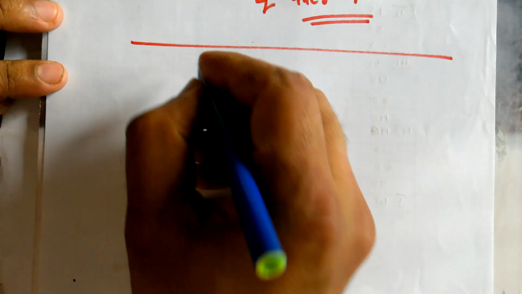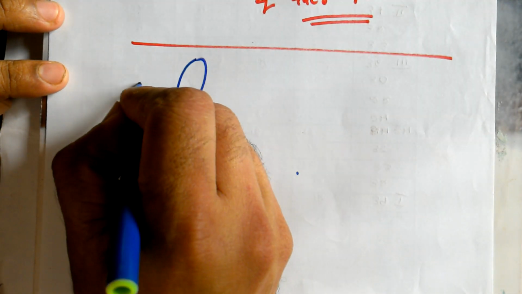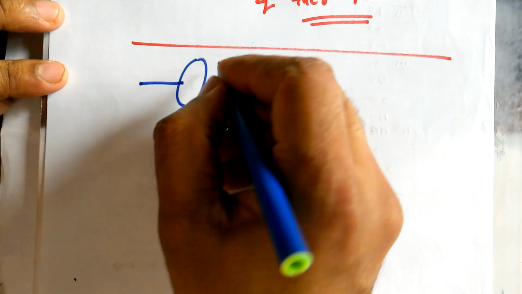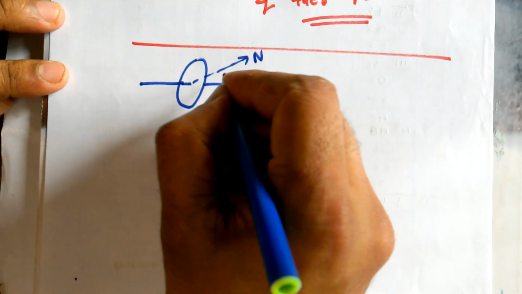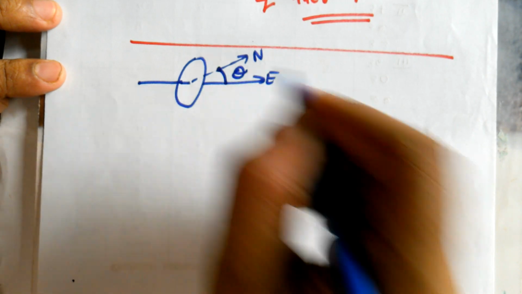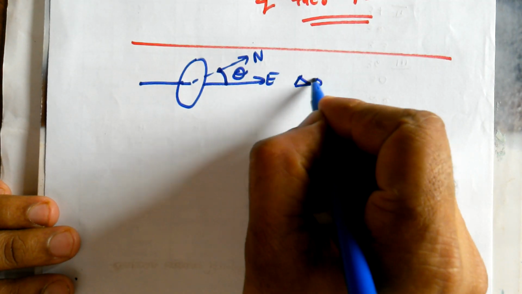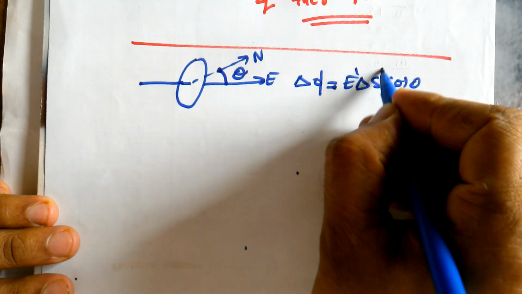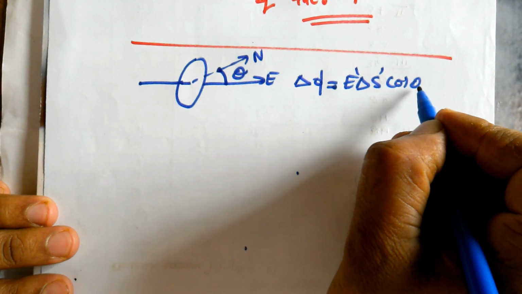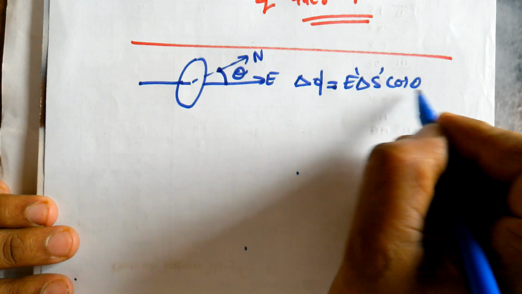Now flux through an open surface like this, if the electric field lines are passing like this, and the normal to the surface is like this, and this is the direction of electric field, and if this is theta, you know that flux through this surface is E delta S cos theta. Electric field times area times cosine of the angle between them. It is the dot product, E dot delta S.